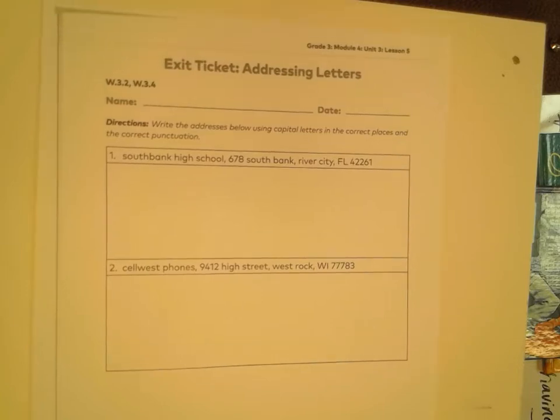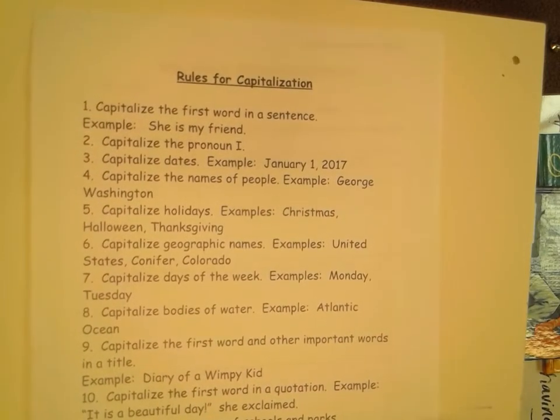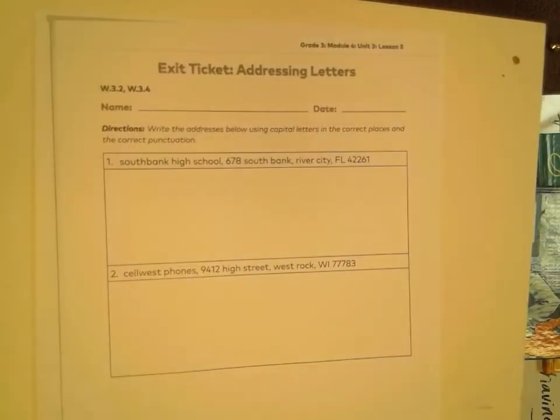So we know that we have rules for capitalization, and we know we capitalize the first word in a sentence, we capitalize the pronoun I, we capitalize dates. We did that when we did our letter for the PSA. We capitalize the name of people, like George Washington. We capitalize holidays. We're not worried about that one. We capitalize geographic names. So Colorado, Conifer, and the names of places. So today we are going to kind of work on that a little bit.